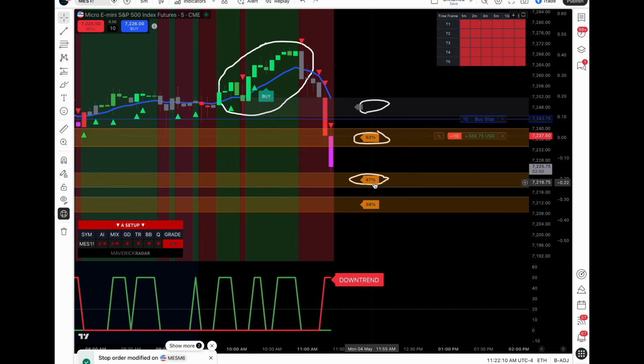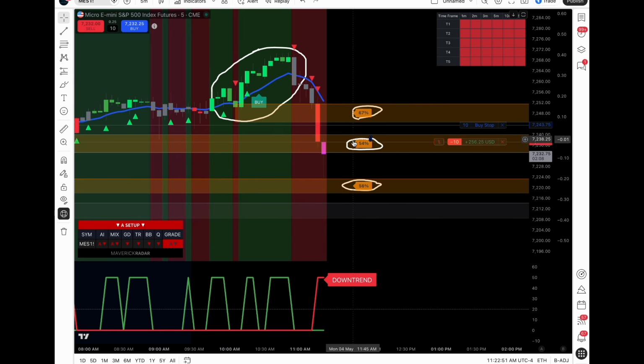All right, so we got a pretty weak score here, 47% and 58% on these zones. So 54% chance of holding, 55% chance of holding. So we got our stop in. Seems like the connection's back now. Sorry about that.